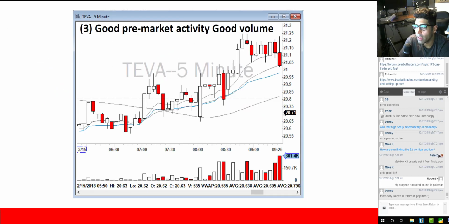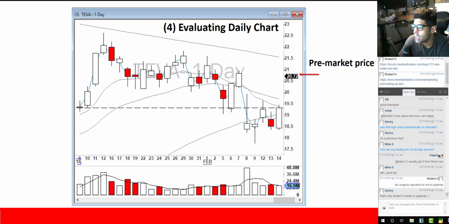What about the daily chart? By the way, this is wrong. This is not the previous day close. By the time I took the screenshot, this was not the previous day close. So ignore that line. The previous day close was around 19 something. The stock is now gapping up at 20.72.